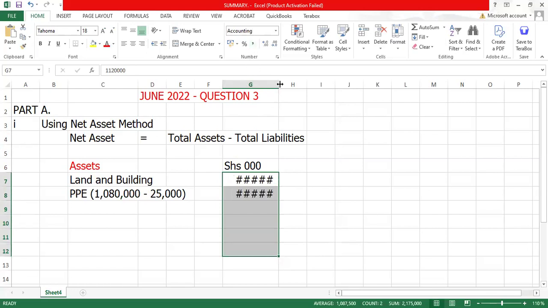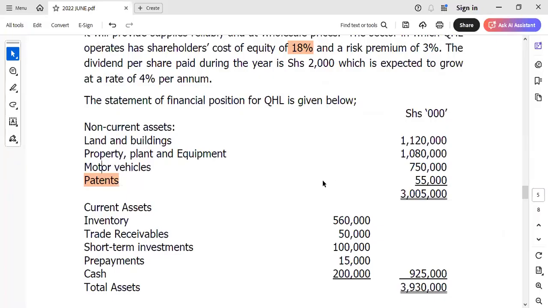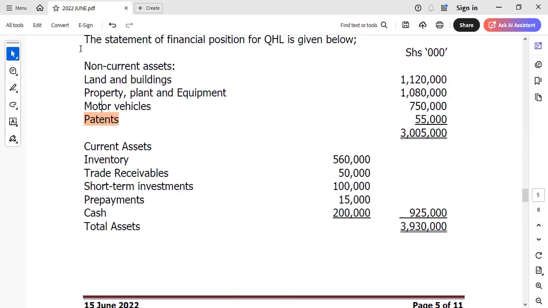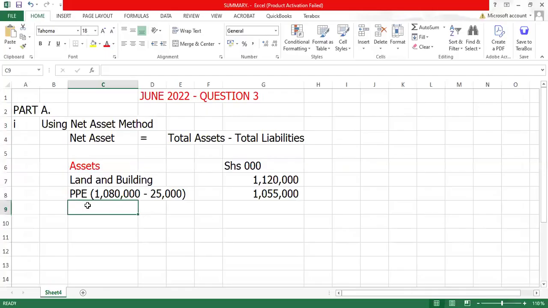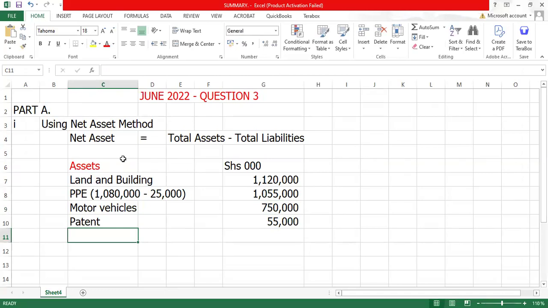All right. Next, what else do we have? Next is motor vehicles. Do you have any adjustment? No. So you just pick motor vehicles. Then you have patents. How much is this? The motor vehicle is 750,000. Then here, 55,000. Do we have any other? We are done with non-current assets.